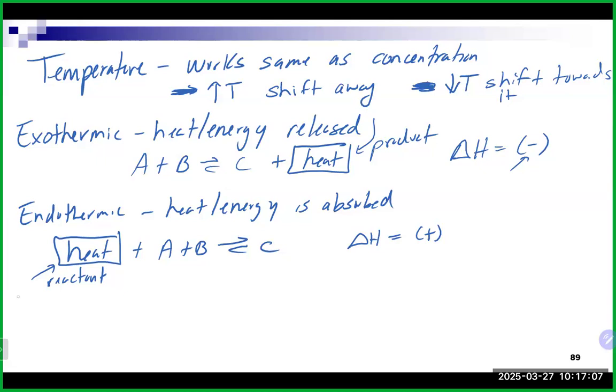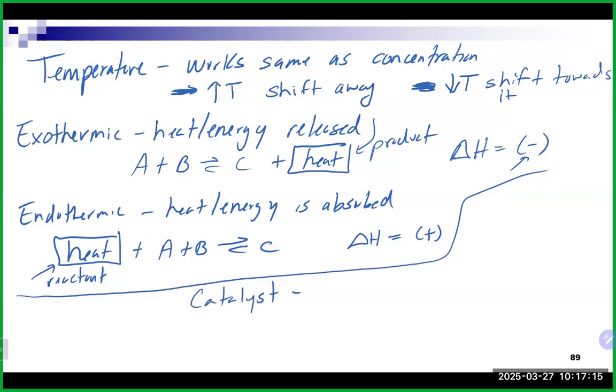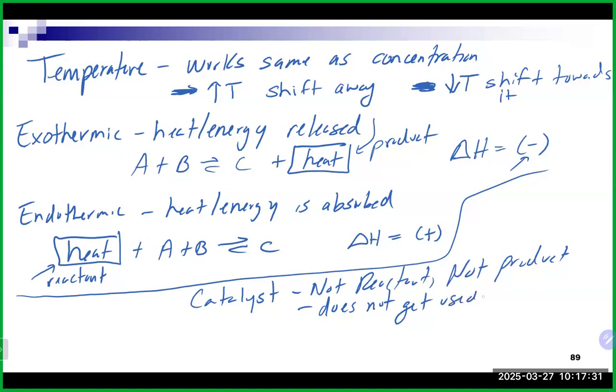Now, the last thing that sort of can affect an equilibrium, not really, but is a catalyst. And as we talked about in the previous chapter, a catalyst is really not a reactant. It is not a product. And it does not get used up in the reaction. It is there, as we talked about a lot of times, just to simply facilitate the reaction happening faster in most cases by finding that sort of more efficient way for that reaction to take place.